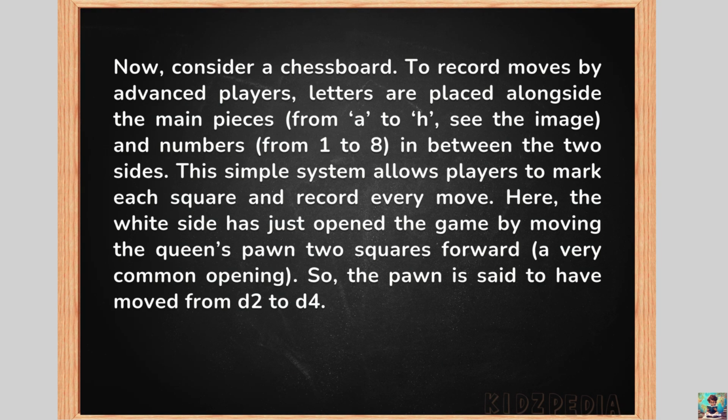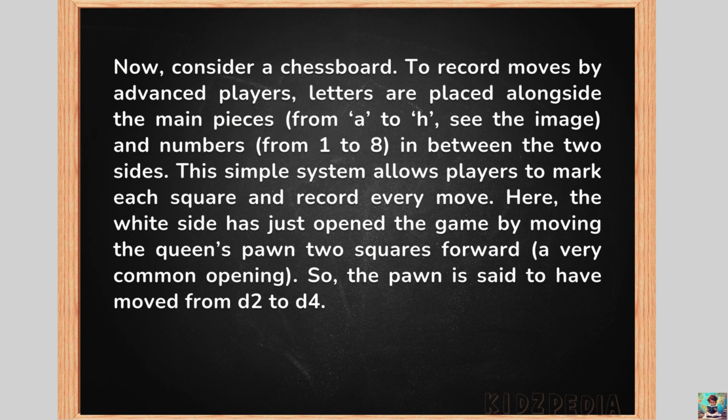Now, consider a chessboard. To record moves by advanced players, letters are placed alongside the main pieces. From A to H, see the image, and numbers from 1 to 8 in between the two sides. This simple system allows players to mark each square and record every move.